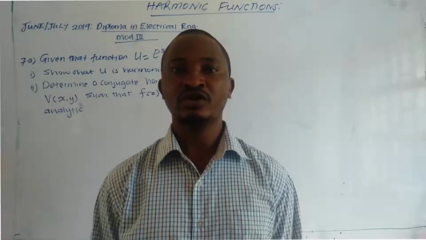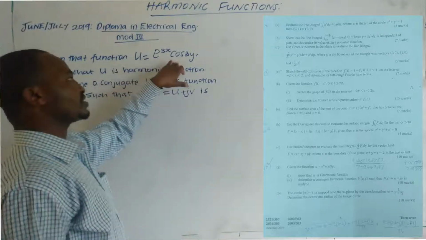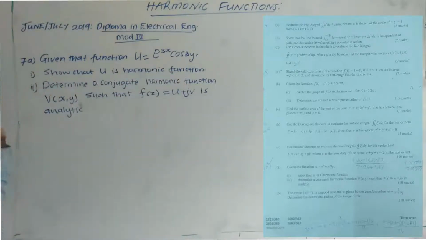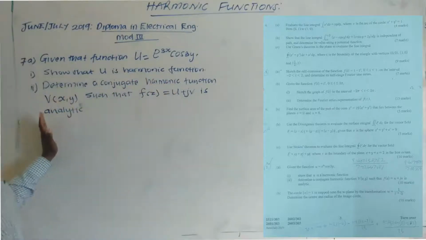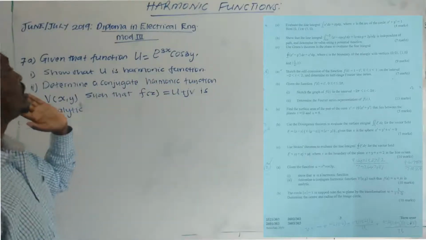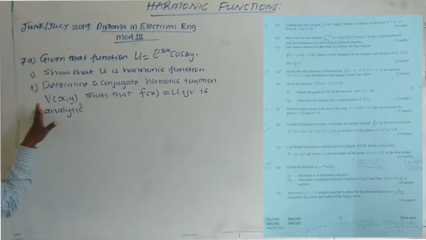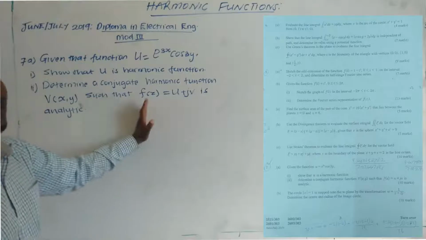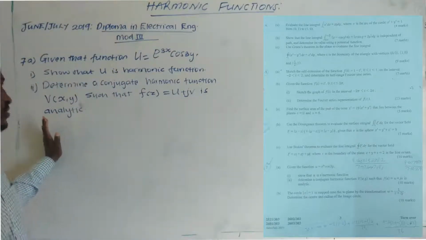We are given a function u is equal to exponential 3x cos 3y. First, we are to show that the function is harmonic, and secondly, we determine the conjugate harmonic function v of xy such that the whole function u plus jv is an analytic function.